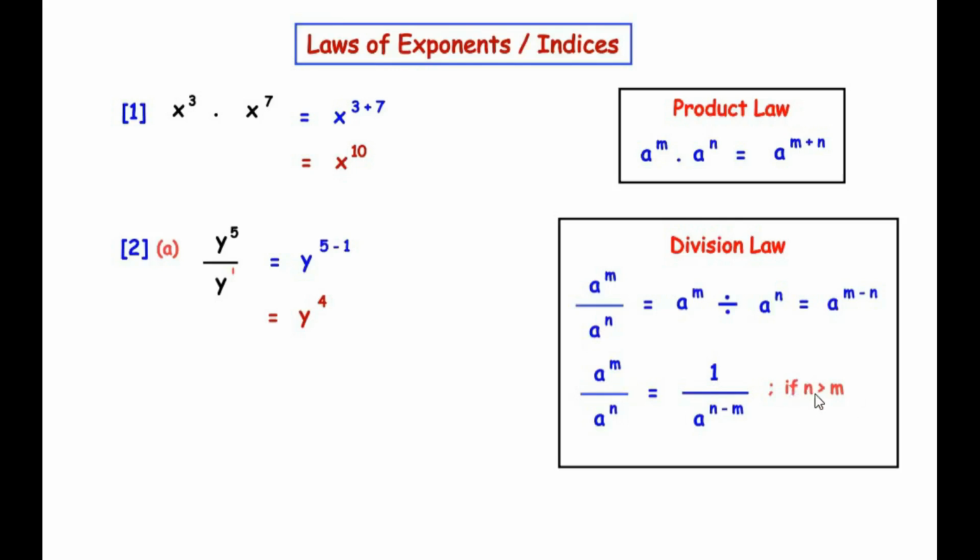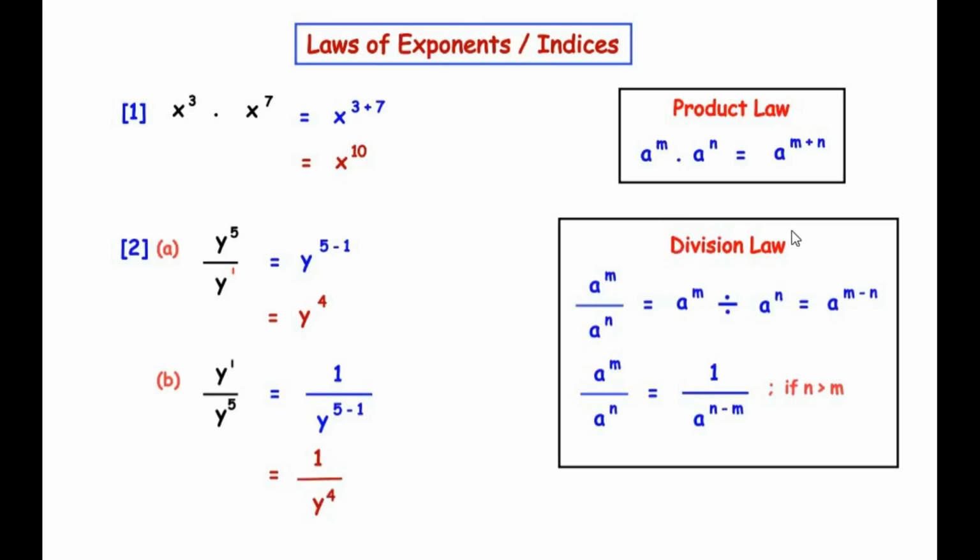Here, if the power in the denominator is greater than the numerator power, then we write it as 1 over a to the power of n minus m. Let me consider another example. If we are given y over y to the power of 5, the power of y in the numerator is 1 and the power in the denominator is 5. The denominator power is bigger than the numerator power. So we write it as 1 over y to the power of 5 minus 1. Here we get the answer as 1 over y to the power of 4. So this becomes our answer.